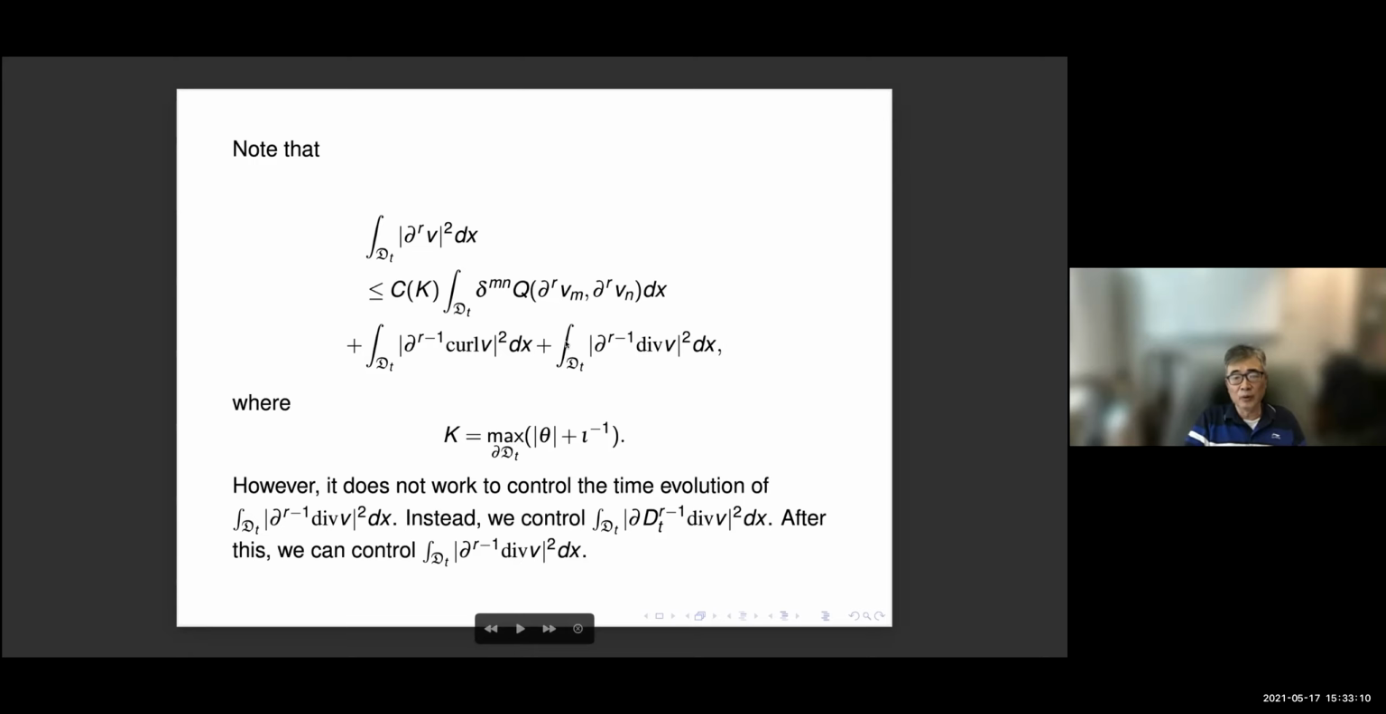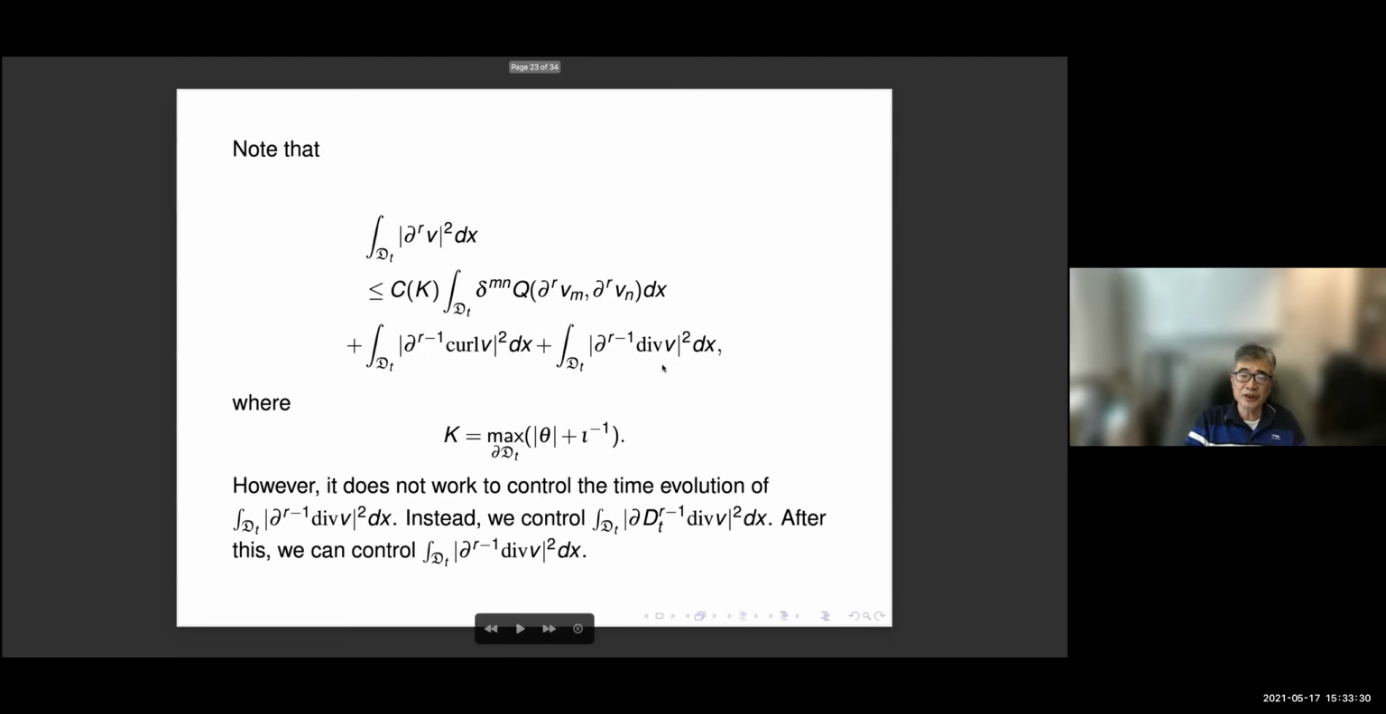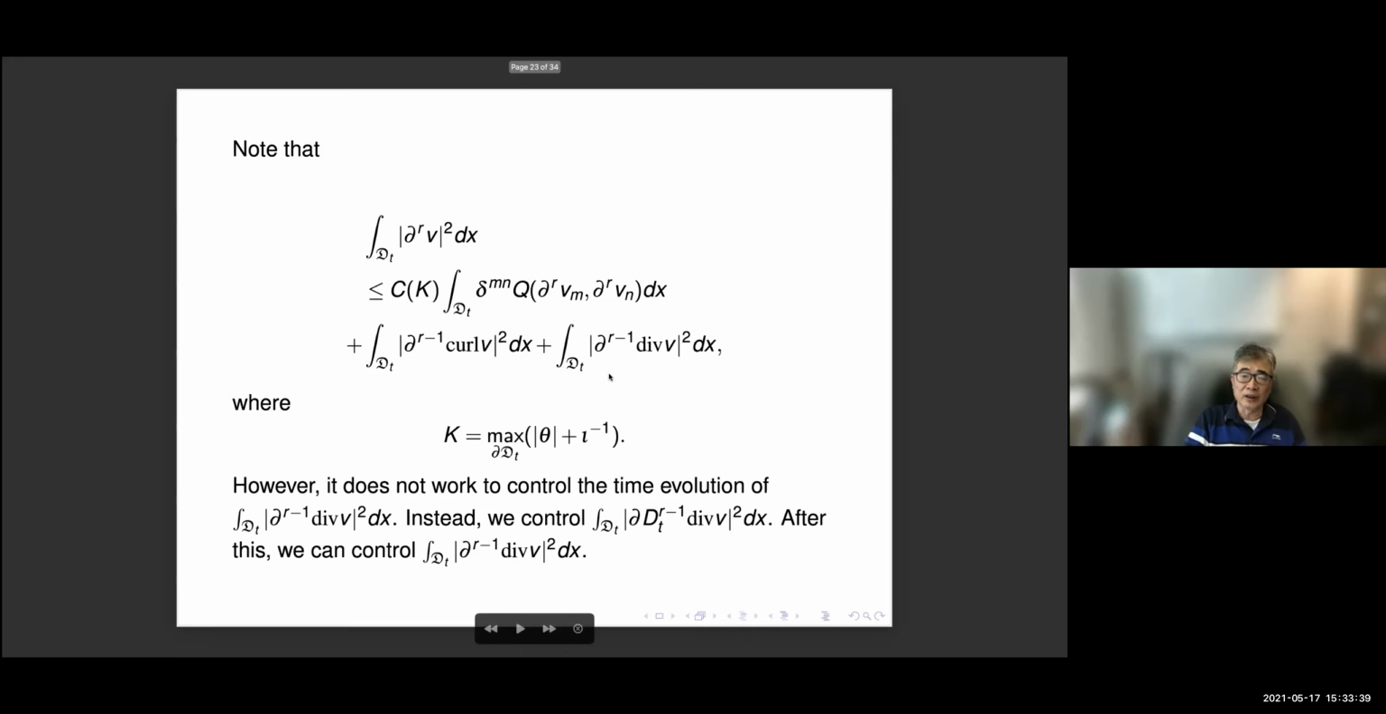Because when we use this, we cannot estimate the time evolution of this, because of the equation satisfied by the divergence. So by the equation satisfied by the divergence, it's natural to consider this instead of this term. But later on, after we get those estimates, we can recover the estimate for this.